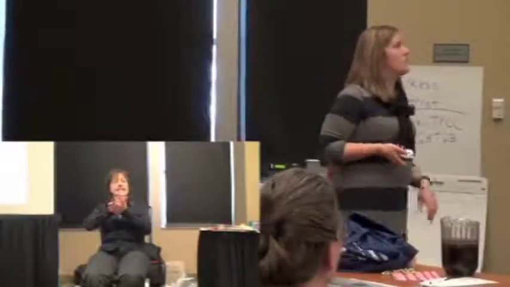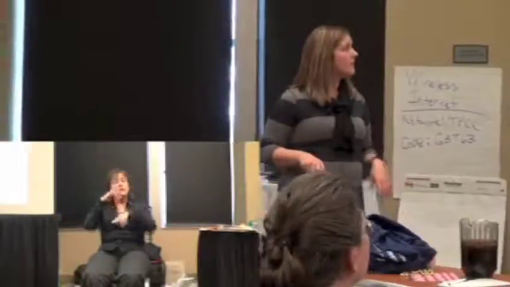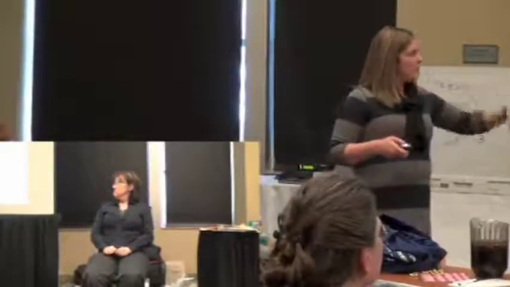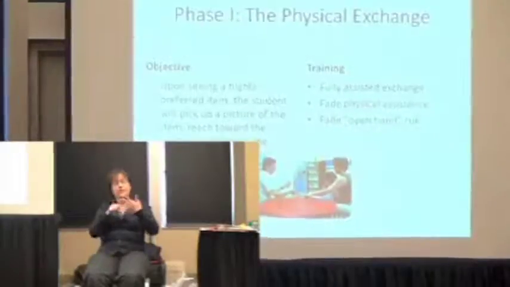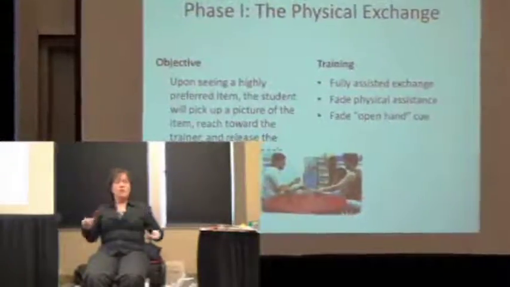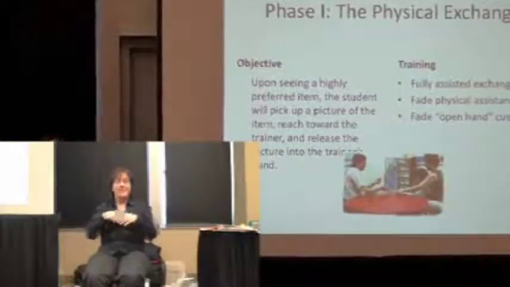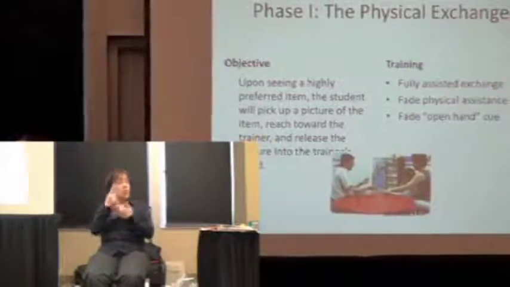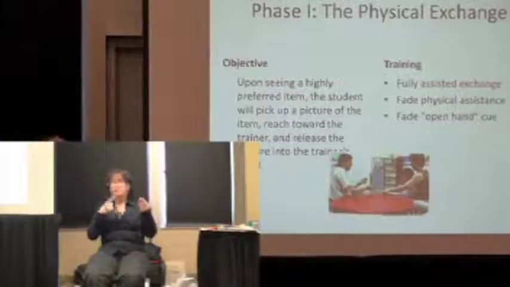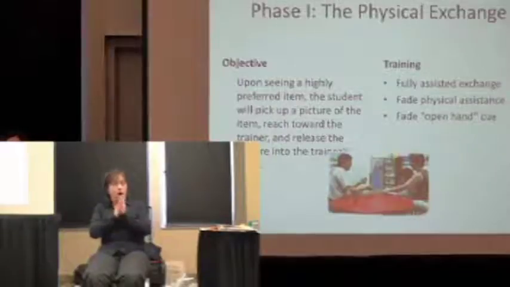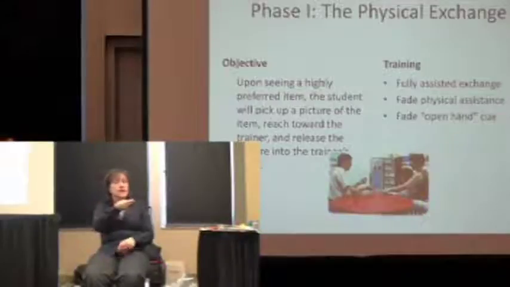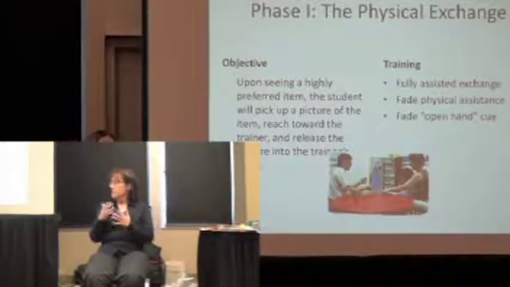And then these are the different phases, and we're just going to touch on the first 3. So phase 1 is the physical exchange. And in phase 1, you don't even have the book. The book isn't even introduced yet. We'll get to the book in a minute. So what you can do for phase 1 is get an item out, and I passed out a couple of items. But what happens here is upon seeing that highly motivating, highly reinforcing item, the student will pick up a picture and exchange it with the communication partner. And so, do you want to do an example of it so we can show?